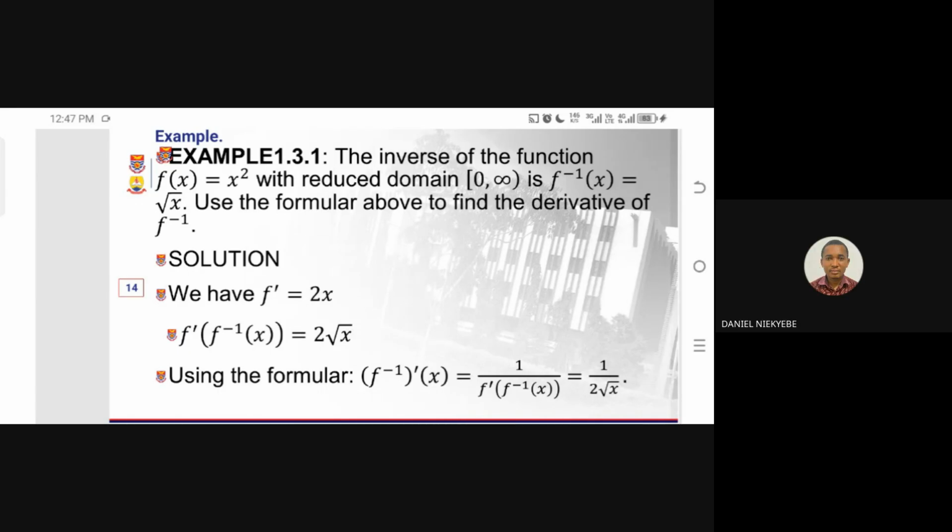So this implies that the inverse of the function f of x is root x. Very correct. And the formula that they stated, we want to find the derivative of the inverse. So how do you find the derivative of the inverse? You can do it straight away without the formula. But the question precisely said use the formula above. Let me come to the board.